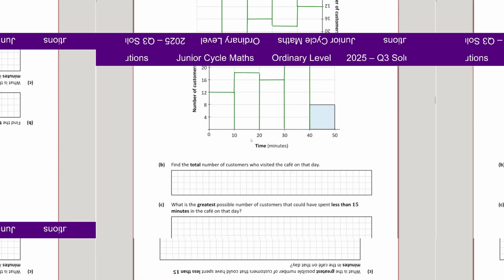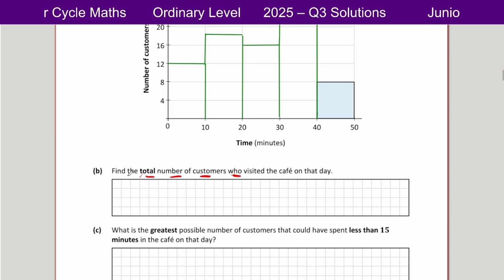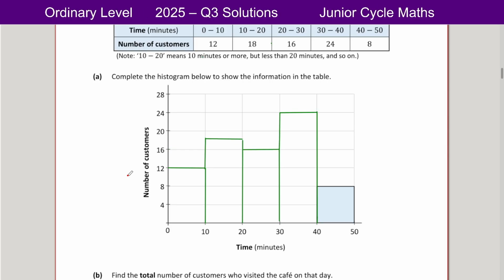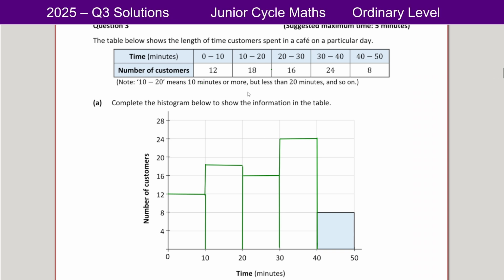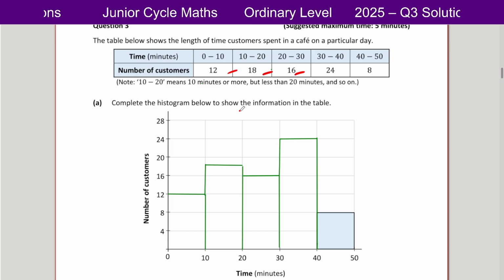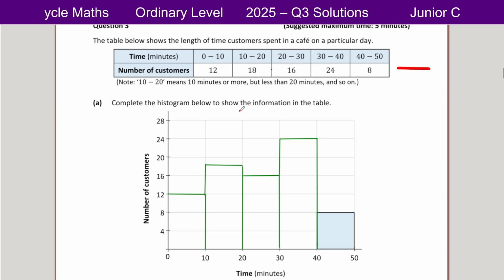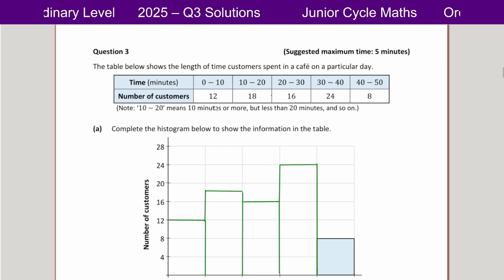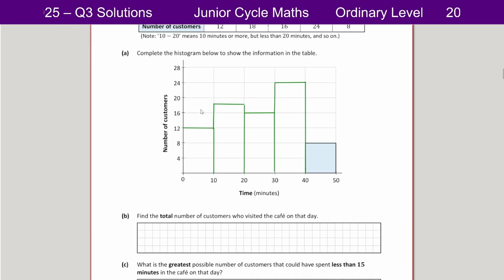In the second part, it says we need to find the total number of customers who visited the cafe on that day. Here it's quite simple, since we just need to find the total number of customers. What we have to do is add the values given for the intervals, so we just need to add the values given in the second row there. Maybe I'll zoom out a little bit to make it clear here.